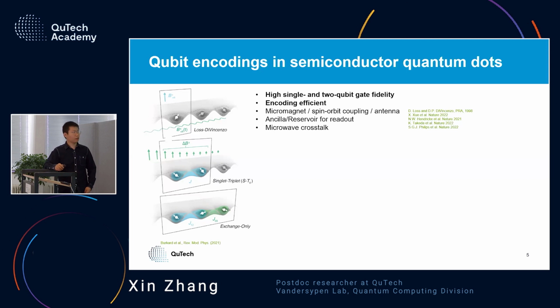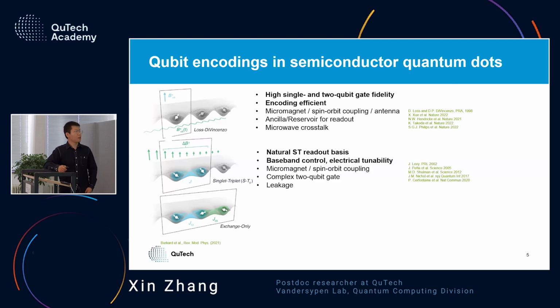So people had another idea: maybe we can encode the qubits into two spins. Two-spin qubits have a good advantage in that they have a natural spin readout basis, so they don't need any ancilla. They just use Pauli spin blockade themselves. Pauli spin blockade means that if you move two electrons to one quantum dot, if they are in a singlet, they can be moved into the one quantum dot, but if they are in a triplet, they cannot be moved. This is a straightforward way for singlet-triplet qubits.